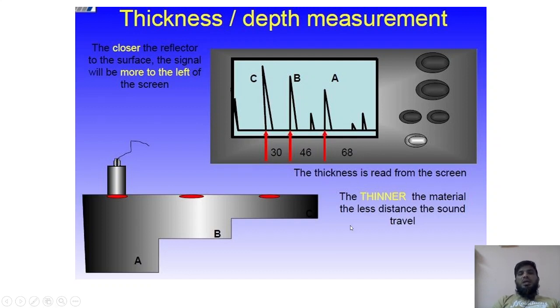The thinner the material is, the shorter the distance the sound travels, which means your peak will go higher because the reflections are stronger. The sound which you have sent, for example 10 hertz, you are going to receive it back reduced to 8 hertz, 4 hertz.